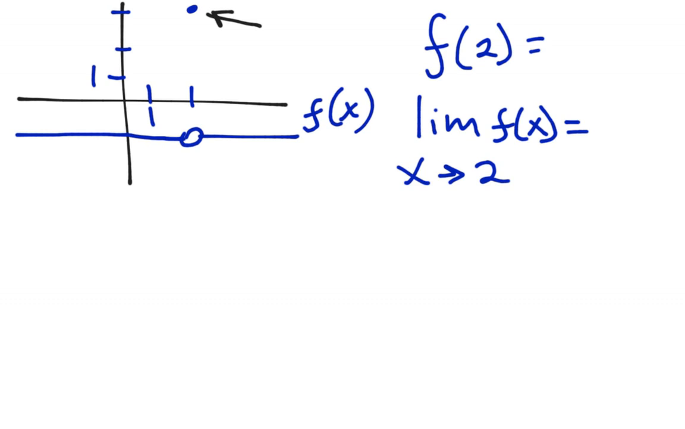So let's do f of 2. For f of 2, we find the x value 2, and we go to where the y value is. It's not down here because there's a hole, so we go up here. So it's 1, 2, 3.